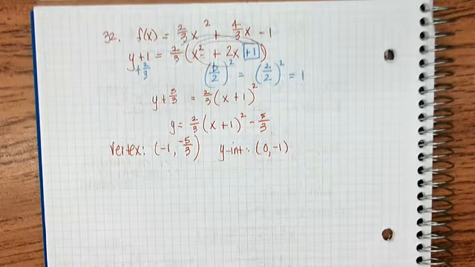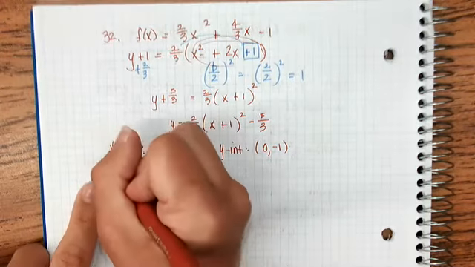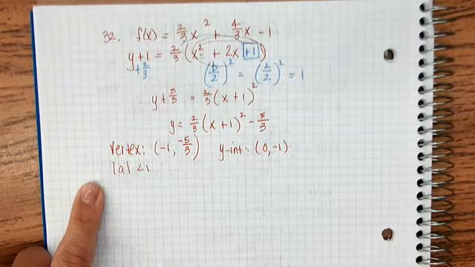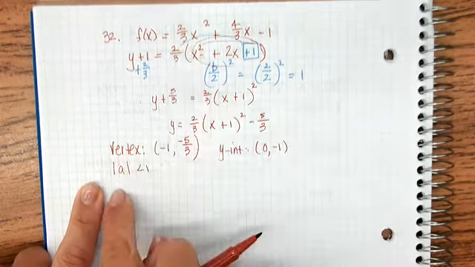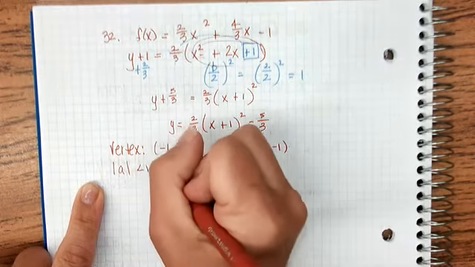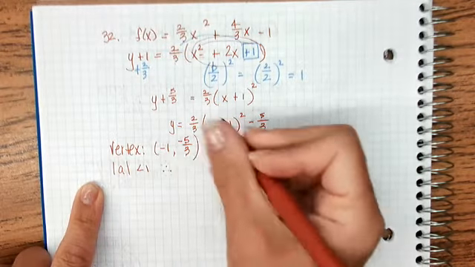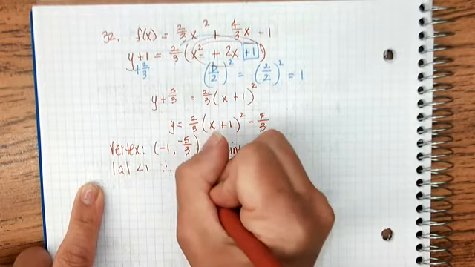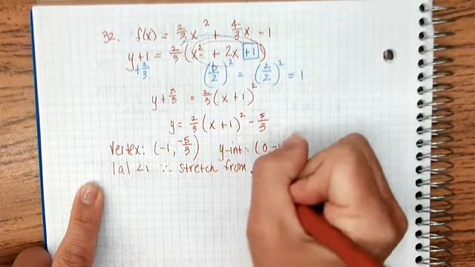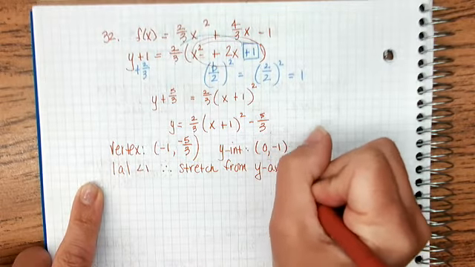2/3, no reflection, but the absolute value of a is less than 1. A is 2/3. The absolute value of a is less than 1. 2/3 is less than 1. So therefore, this is a stretch. From the y-axis.